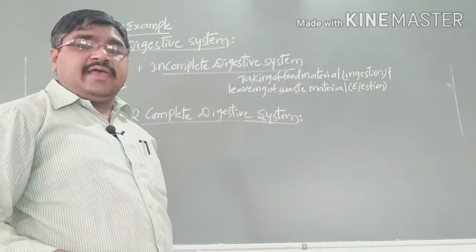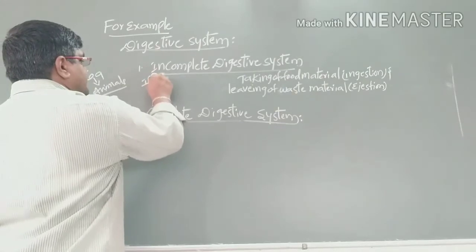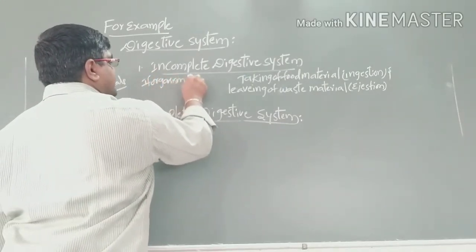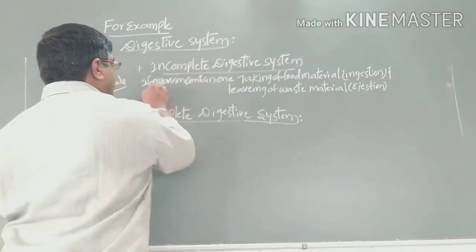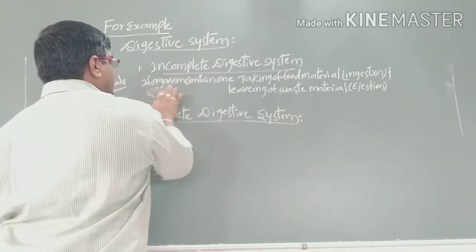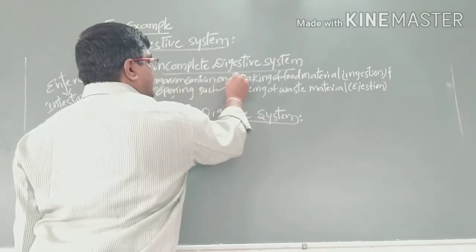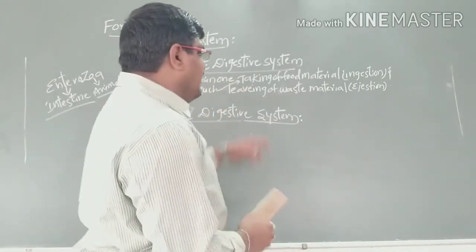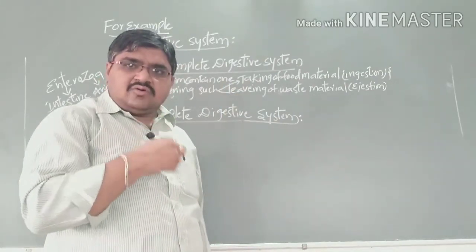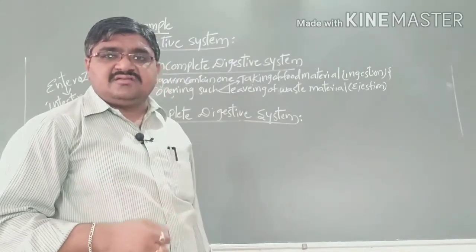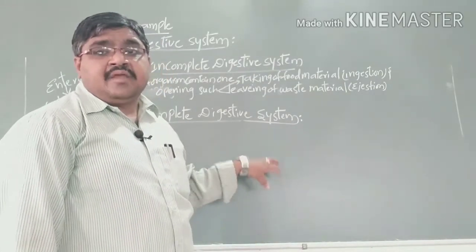If the organism contains only one opening, such that taking in food materials and leaving off waste materials both take place, that means food is taken in through the mouth only, and waste materials are also sent out through the mouth only. This type of digestive system we call incomplete.